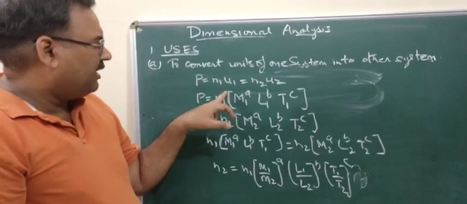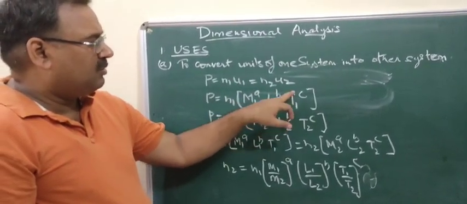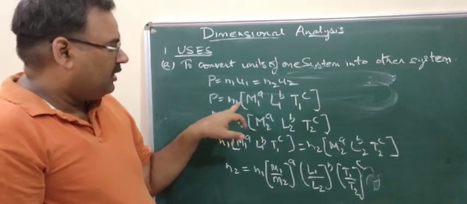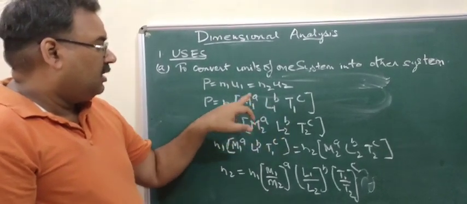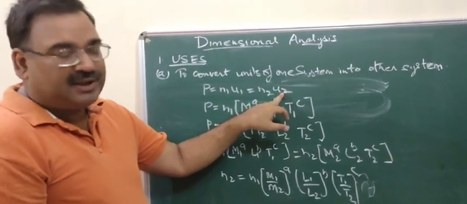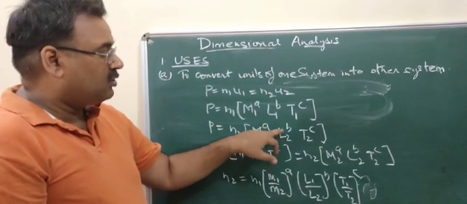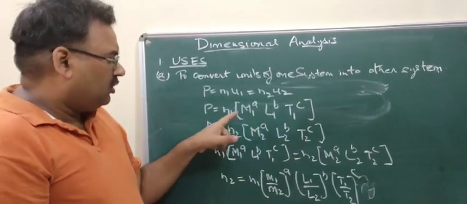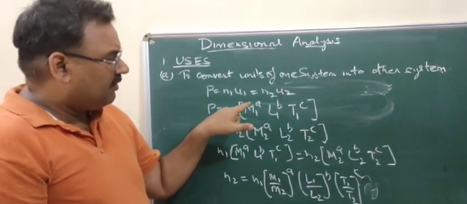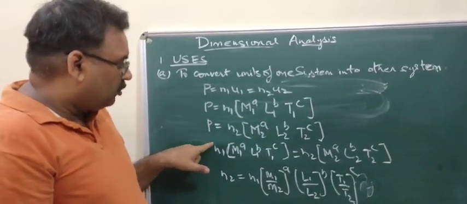Let us take the dimensions of the unit. M1 raised to power A, L1 raised to power B, T1 raised to power C. So N1 into this dimension. Then in the second system, U2 will be another unit. So its dimensions are M2 raised to power A, L2 raised to power B, T2 raised to power C. Now these products of number and unit are equal to P. So we equate both of them.